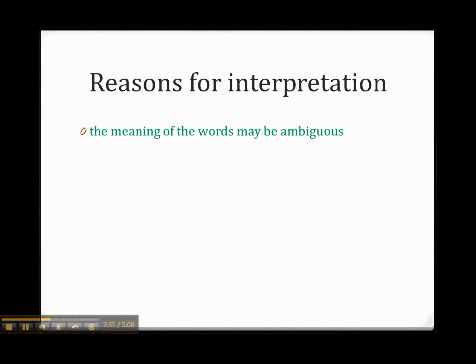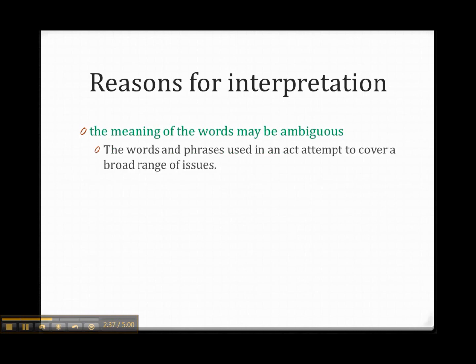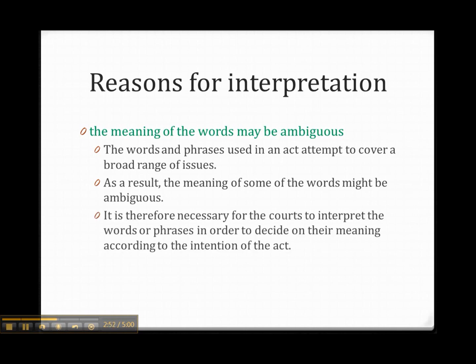And finally, the meaning of the words just may be ambiguous in the actual piece of legislation, because words and phrases in legislation passed by Parliament attempt to cover a broad range of issues. As a result, the meaning of some of those words might be unclear or ambiguous, and it's therefore necessary for the courts to interpret the words or phrases in order to decide on their meaning according to the intention of the Act. And that's it.